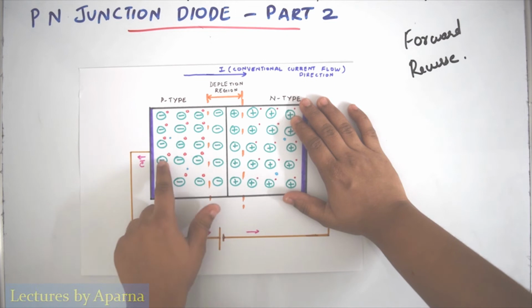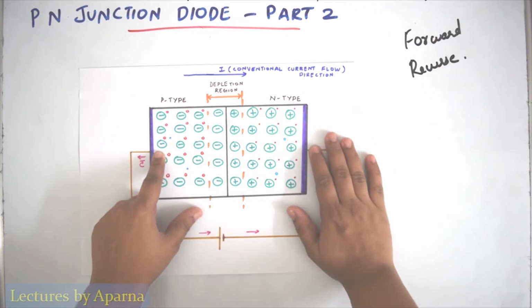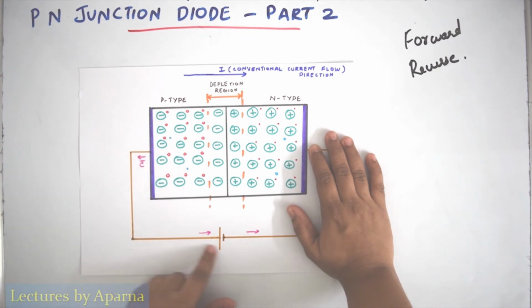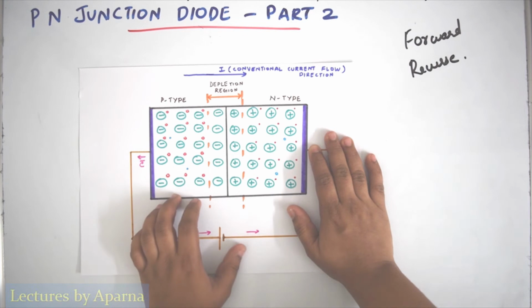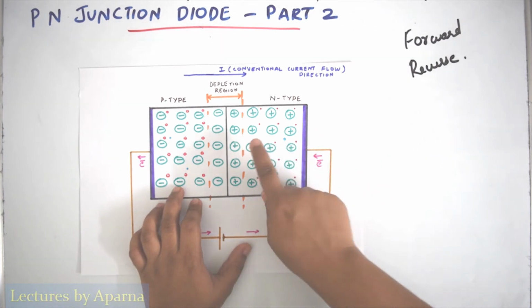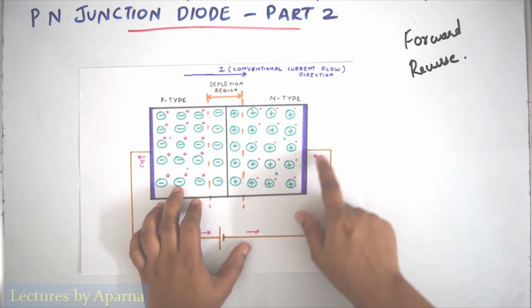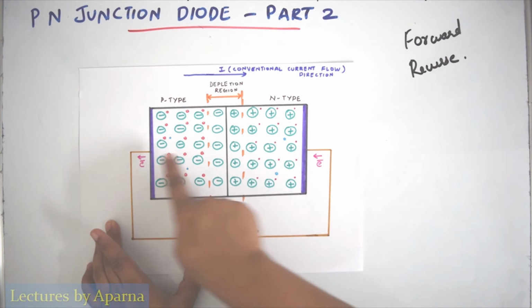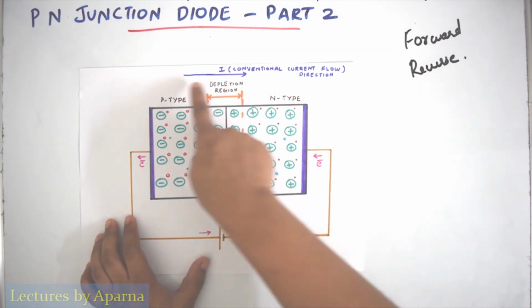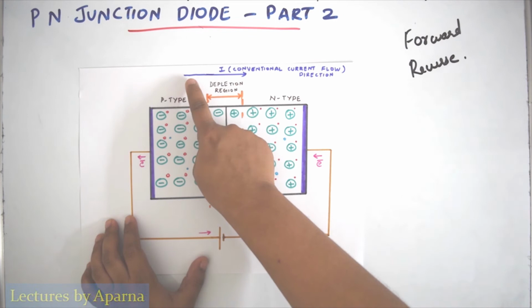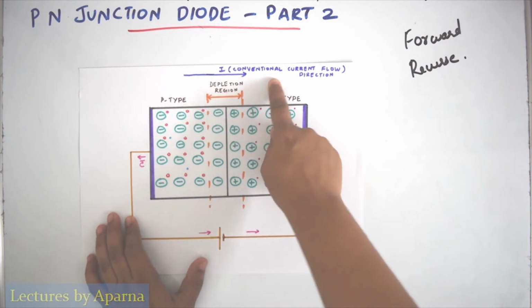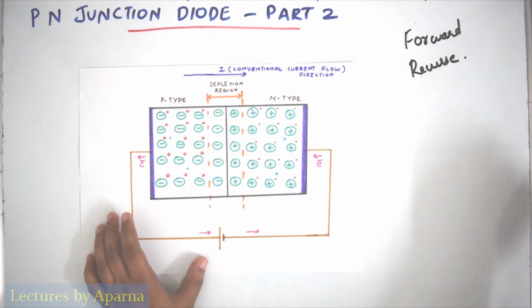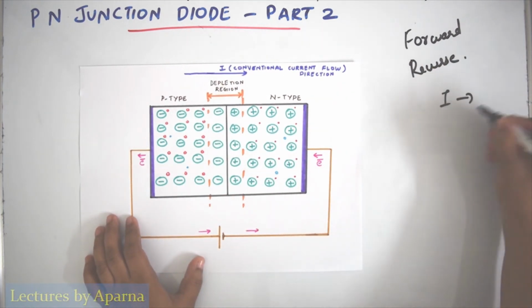So what is happening here? The electrons in the p-type region will break the covalent bond and move towards the positive terminal. The electrons will be attracted towards the positive terminal. Similarly, in the n region, for each recombination that is happening, an electron will enter into the n-type region. So the electron flow is in this direction and the hole flow is in this direction. The direction in which holes are flowing is known as the conventional current flow direction, I. So this I is the forward current.